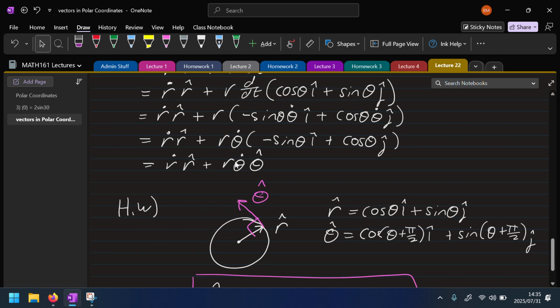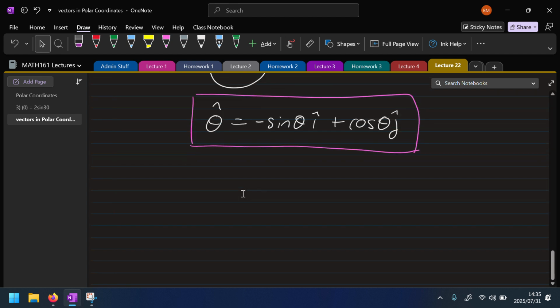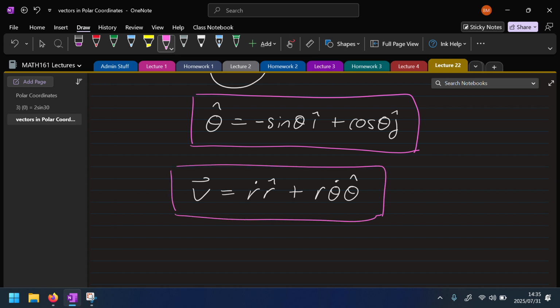Okay, and then that gives us our velocity vector in polar coordinates. So the position vector just had r hat, but the velocity vector has r hat and theta hat. And we'll go over that in a bit. So the velocity vector, that was r dot r hat plus r theta dot theta hat. Okay, so this is the velocity vector in polar coordinates.